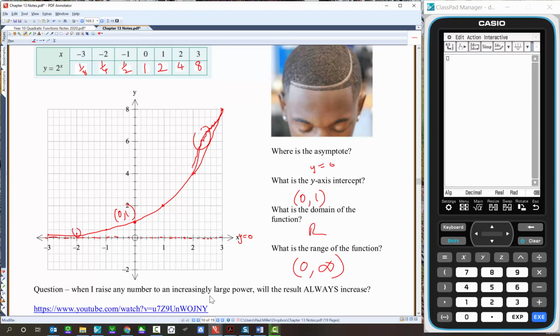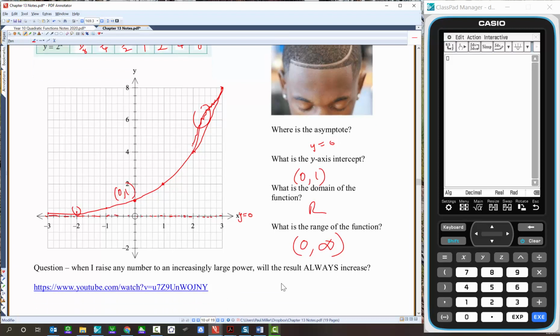Question: when I raise any number to an increasingly large power, will the result always increase? Have a think about it. If you think of 3 raised to the x, yes. 4 raised to the x, yes. The one that won't though is half raised to the x or a quarter raised to the x. What happens then is as x gets extremely big, this gets extremely small because it's like a quarter of a quarter. Imagine I brought in a cake and said I'm going to give you a quarter of the quarter of the quarter of the quarter of the quarter. You're going to get a very small amount of cake.